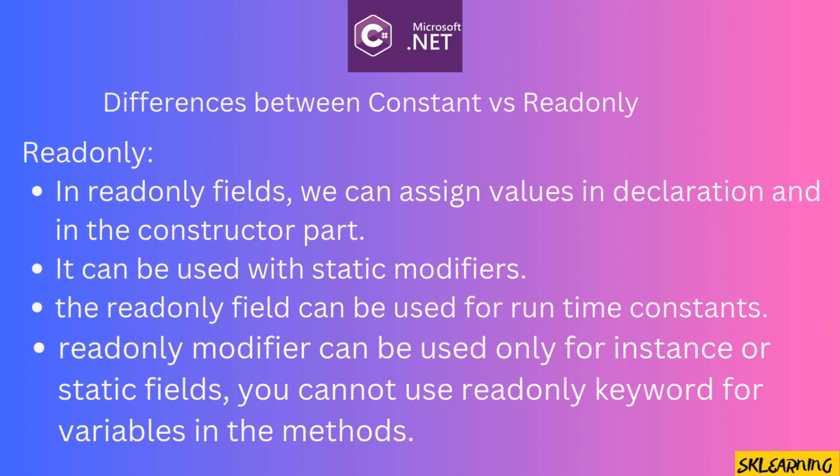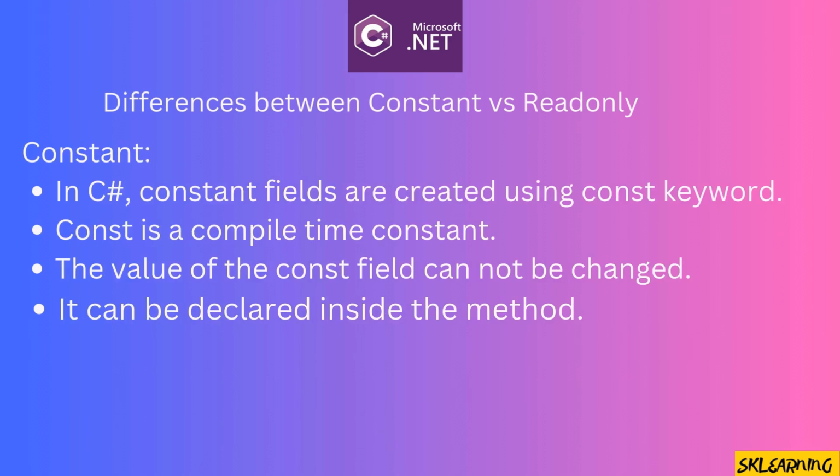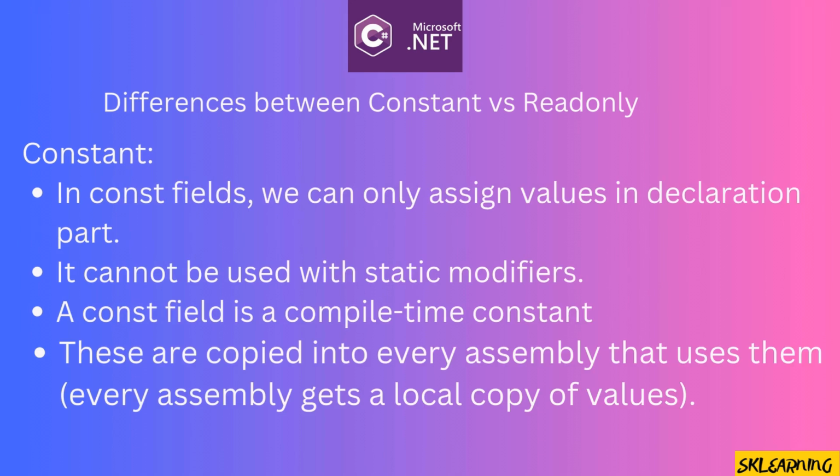In C#, constant fields are created using the const keyword. Const is a compile time constant. The value of a const field cannot be changed. It can be declared inside a method. In const fields, we can only assign values in the declaration part. It cannot be used with static modifiers.